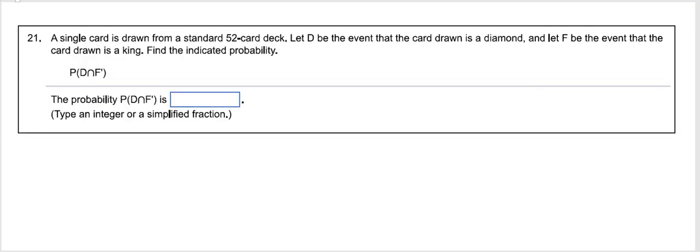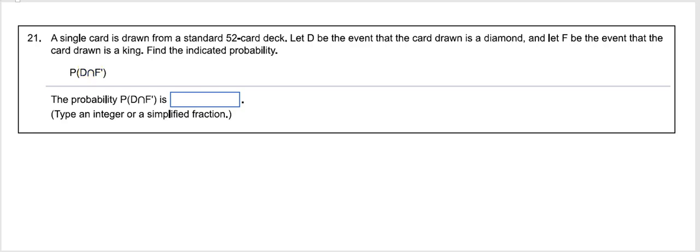Number 21, a single card is drawn from a standard 52 card deck. Let D be the event that the card drawn is a diamond. Let F be the event that the card drawn is a king. Find the indicated probability. The probability of the event D and not F. So what does that mean? It has to be a diamond and it cannot be a king.